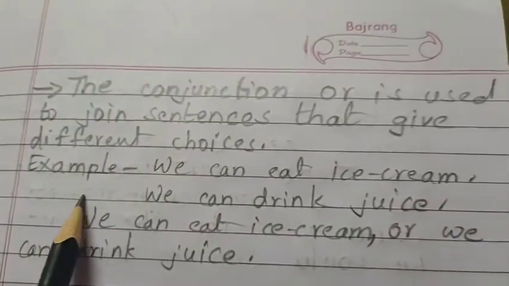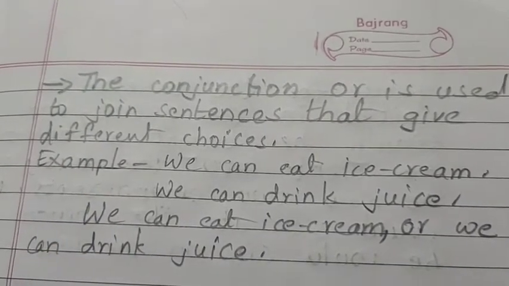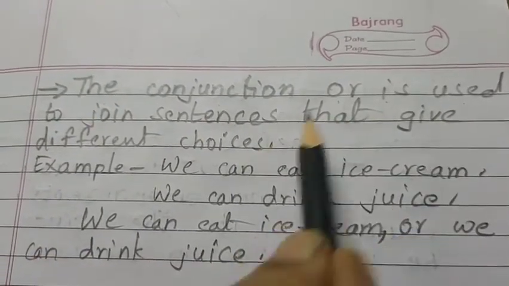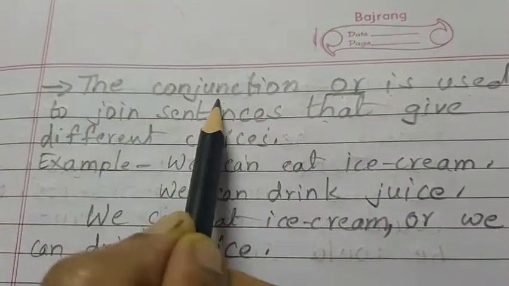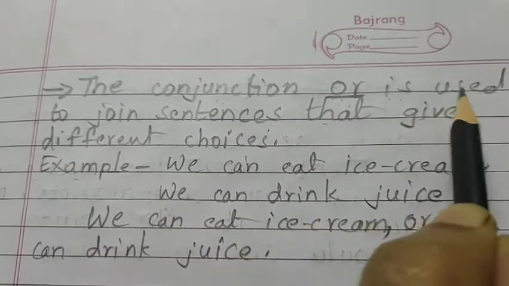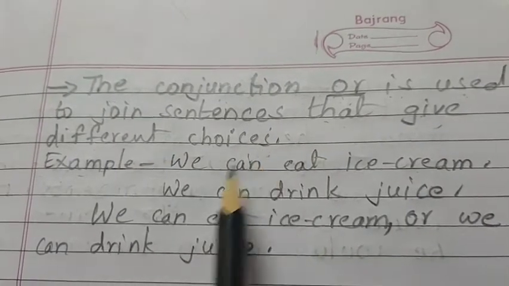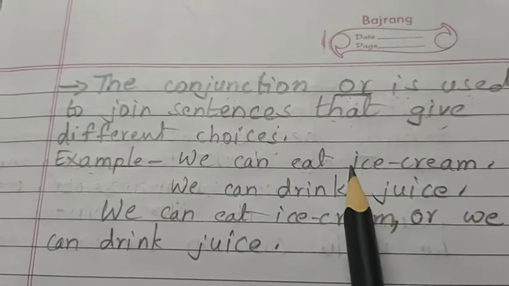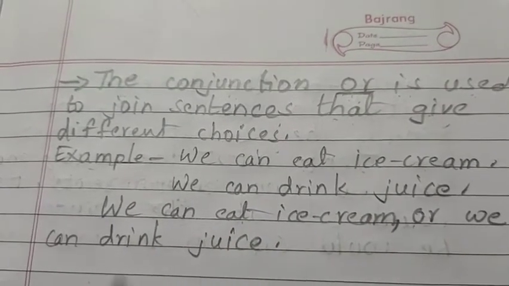Okay, now here I don't have place, that's why I am writing on the next page. See, children, when you are writing, give finger space and write properly. Don't make any mistakes. The conjunction or, underline it, is used to join sentences that give different choices. We can eat ice cream. We can drink juice. So these two sentences we are going to join. We can eat ice cream or we can drink juice.